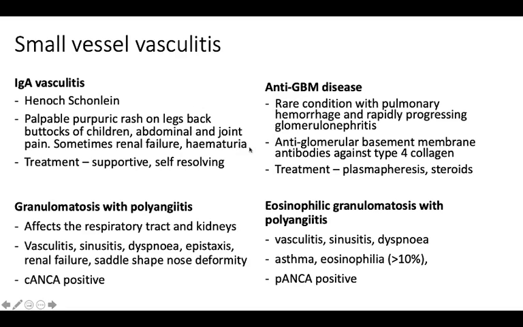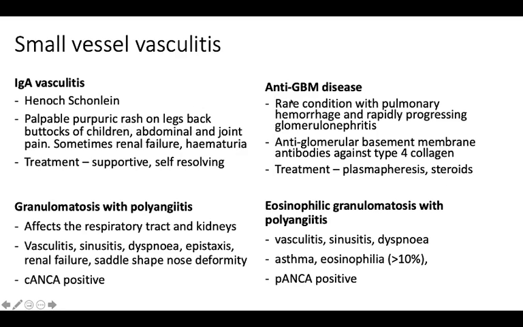Okay, so next we have anti-GBM disease. So this is quite a rare condition, but it presents with lung and kidney involvement. So you might have a pulmonary hemorrhage and a rapidly progressing glomerulonephritis. What's important here is the antibody that comes with it. So in this condition, you have anti-glomerular basement membrane antibodies against type 4 collagen. So just remember your antibodies for this, and remember that the lungs and the kidneys are affected. Okay, and treatment is plasmapheresis as well as steroids.